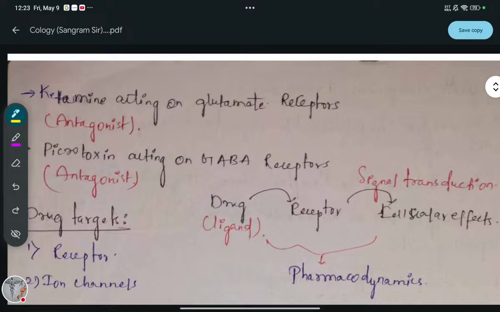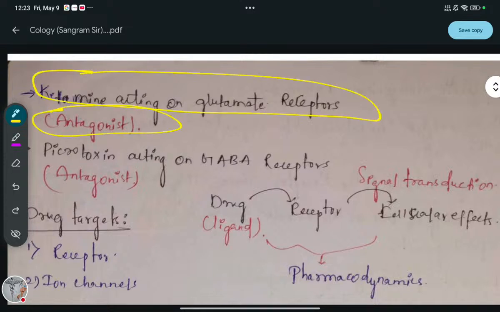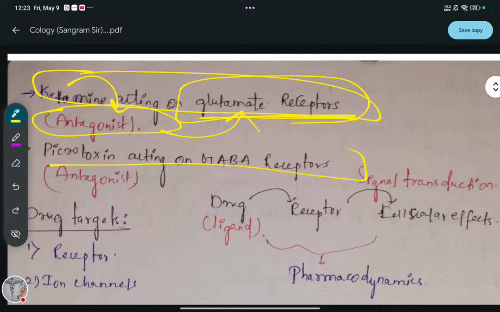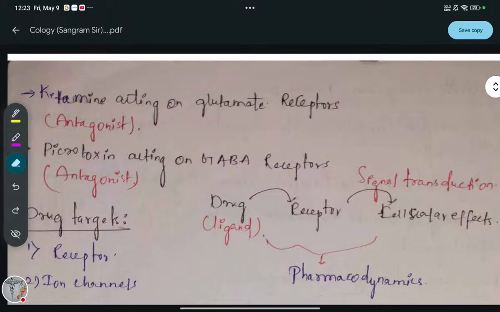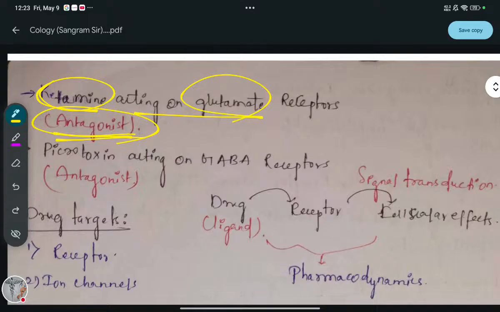So for example, see ketamine acting on the glutamate receptor as an antagonist. In the glutamate receptor, ketamine will come and bind, and it will try to block the binding of the glutamate. Next, picrotoxin acting on the GABA receptor. So you have to remember ketamine acting on the glutamate receptor as an antagonist. In that case, the antagonist will be ketamine.